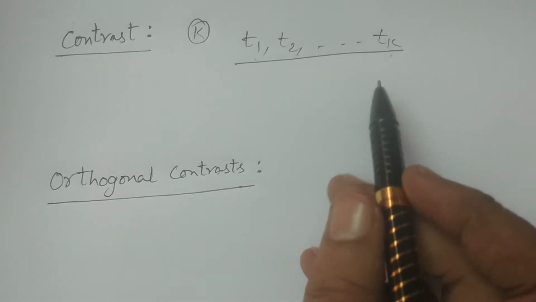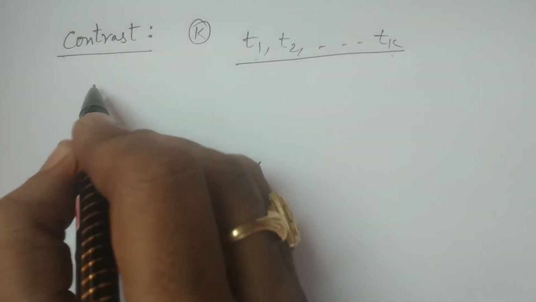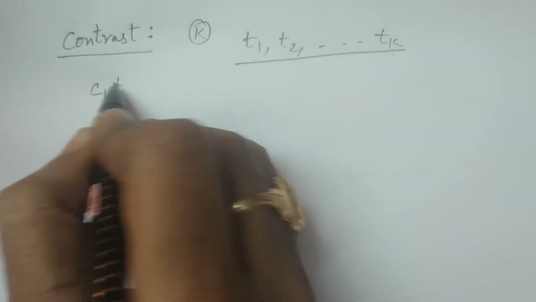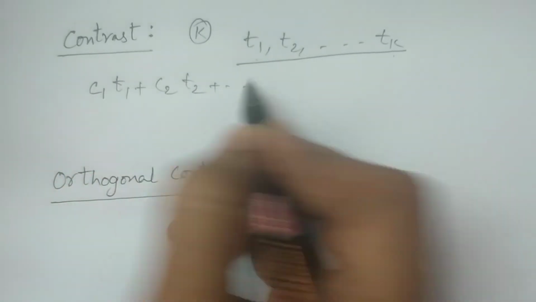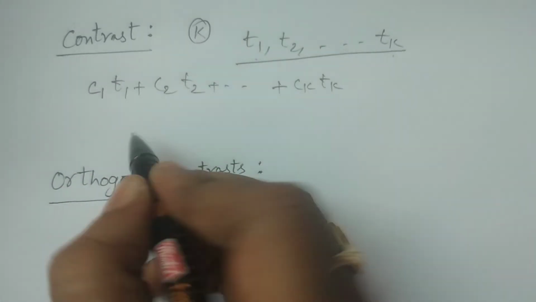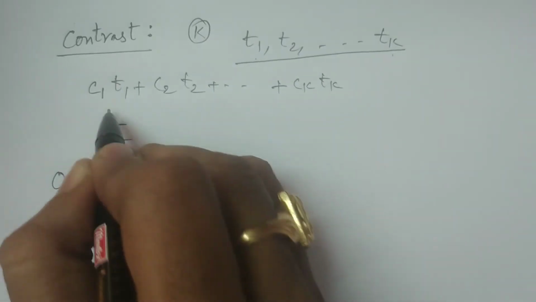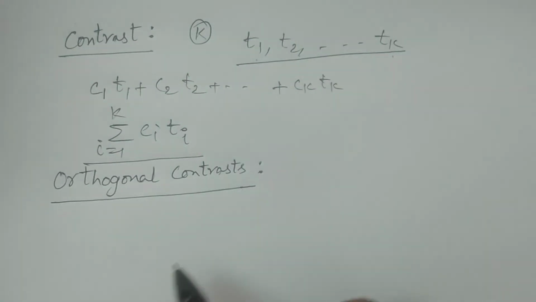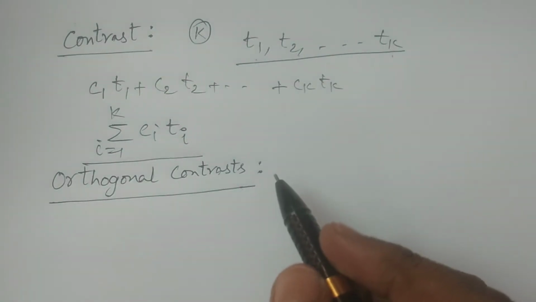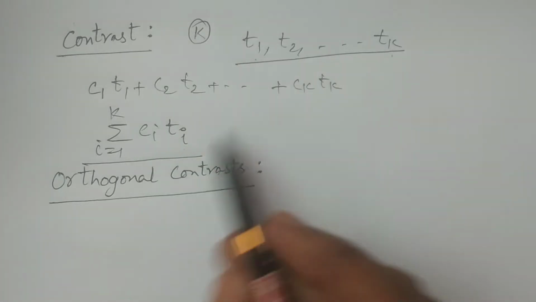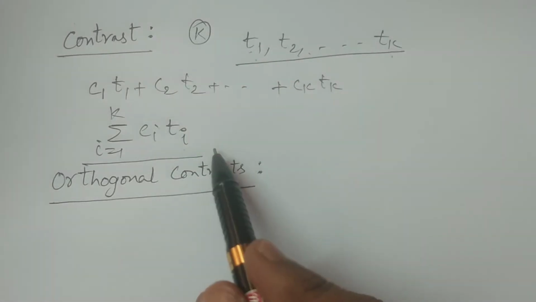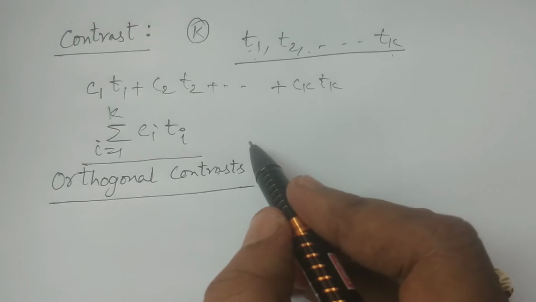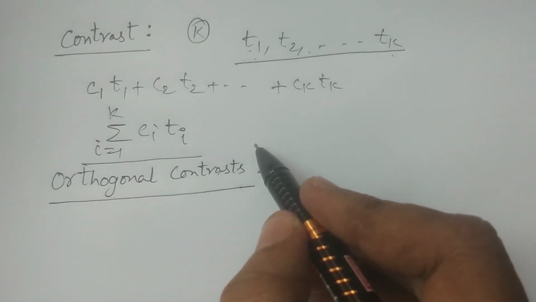Now if you consider a linear combination, for example, C1, C2, Ck are constants, then C1 T1 plus C2 T2 plus and so on plus Ck Tk, which means summation i equal to 1 to k Ci Ti. This is called a linear combination. The linear combination summation i equal to 1 to k Ci Ti of the K treatment means, that is T1, T2, Tk, is called a contrast of treatment means.